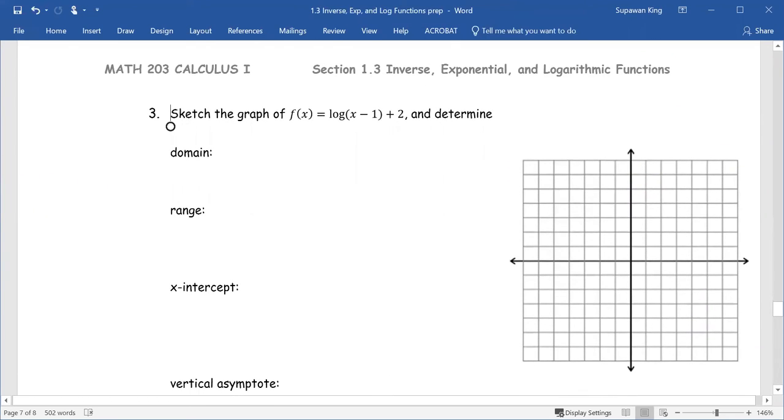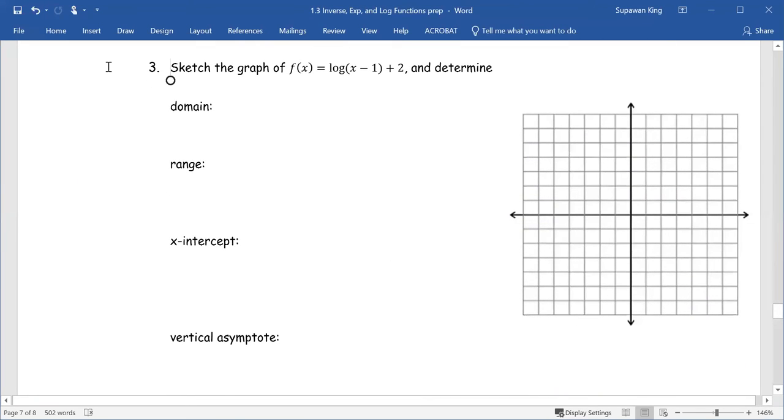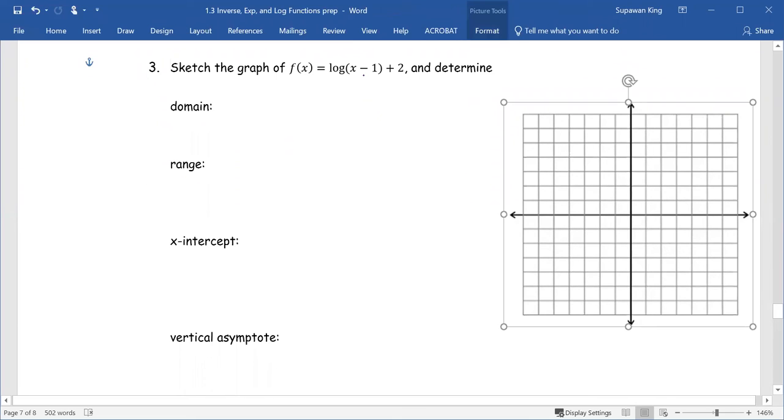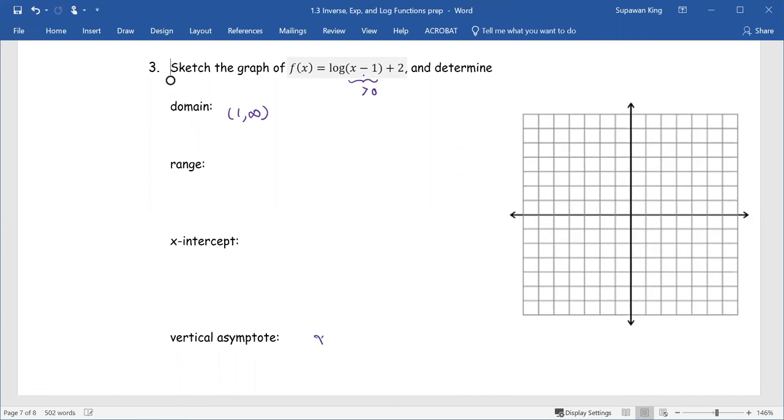Sketch the graph of f(x) = log(x − 1) + 2 and determine the domain, range, x-intercept, and vertical asymptote. To determine the domain, x − 1 must be strictly greater than 0. Therefore, the domain will be x greater than 1. That provides us the vertical asymptote x = 1.